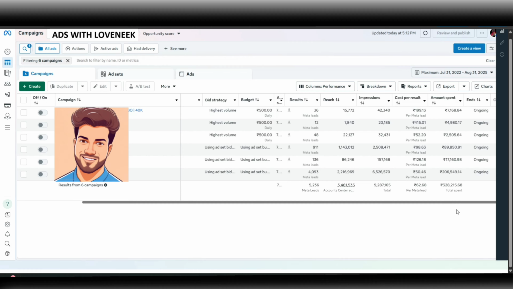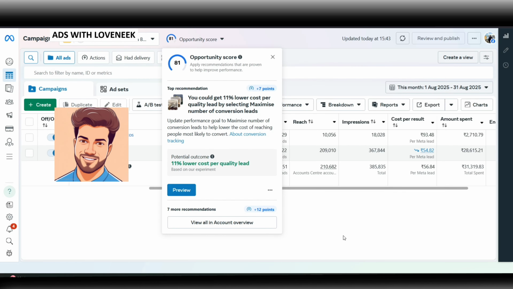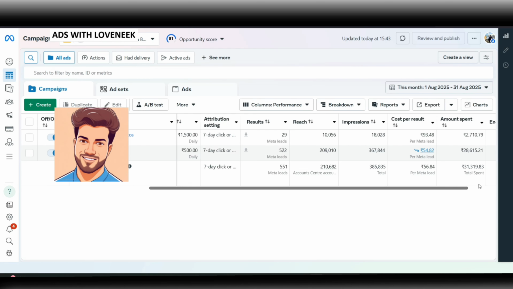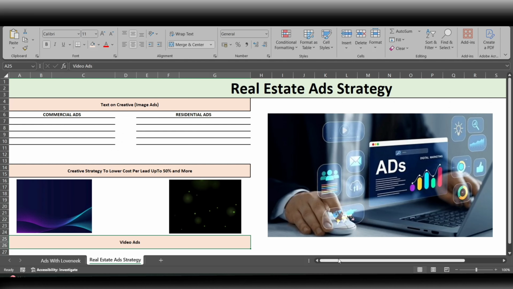So here you can see I have generated 5,236 leads for my real estate client at a cost of just 62.68 per lead, with a total amount spent of 3,28,215. I will be revealing all the strategies that I used to achieve those results. Also, on another account, I have spent around 31,319 this month with a cost per result of 56.84, and the total number of leads I have achieved is 559. So without wasting any time, let's go to the Excel sheet.